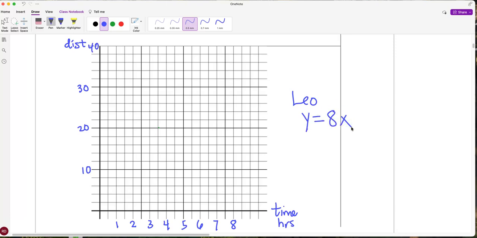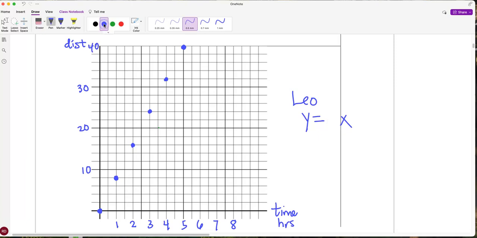So I know that for Leo, it's just y equals 8x. So that's going through the point 0, 0. And if the slope is 8, 2, 4, 6, 8 over 1. Okay, 2, 4, 6, 8 over another 1. Sorry, backed up. That was not Leo.